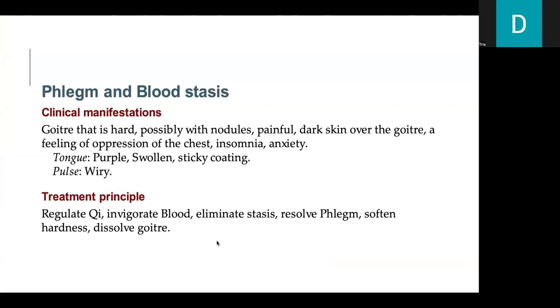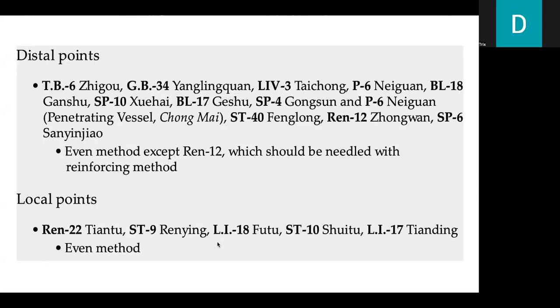For treatment principle, we regulate qi, invigorate blood, eliminate stasis, resolve phlegm, soften hardness, and dissolve goiter. We can use acupuncture points. For distal points, it's triple burner 6, gallbladder 34, liver 3, pericardium 6, bladder 18, spleen 10, bladder 17, spleen 4, pericardium 6, stomach 40, ren 12, and spleen 6. The even method, except ren 12, which should be needled with reinforcing method.